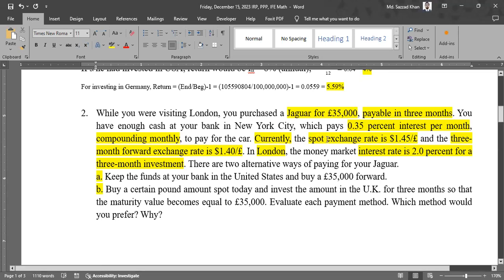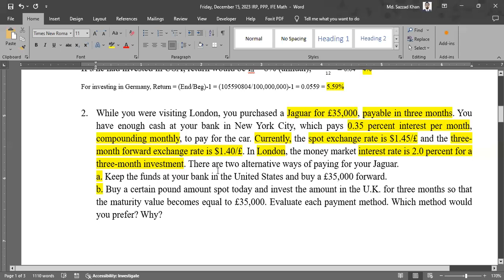Currently the spot exchange rate is $1.45 per pound, and the 3-month forward exchange rate is 1.40 per pound. In London, the money market interest rate is 2% for 3-month investment. So it's already compounded.